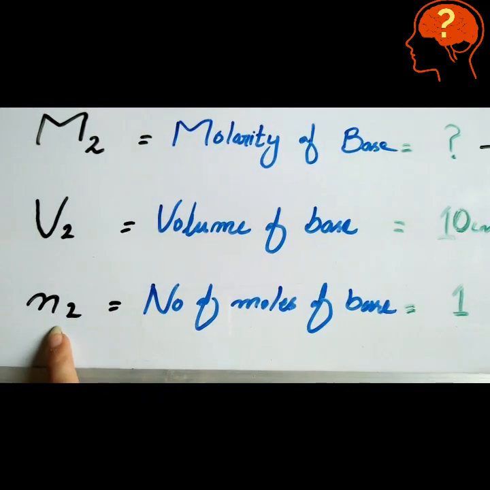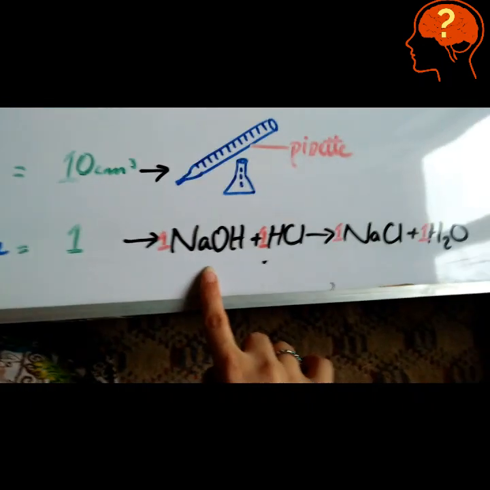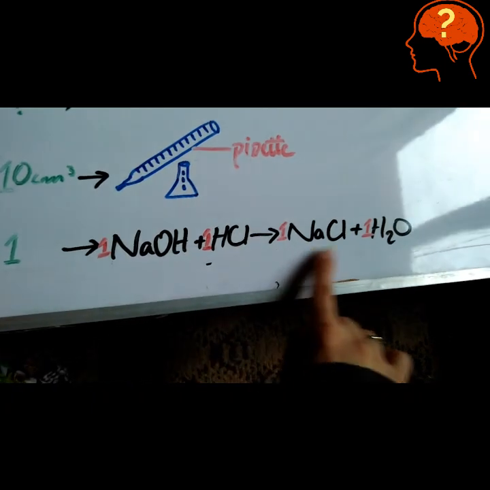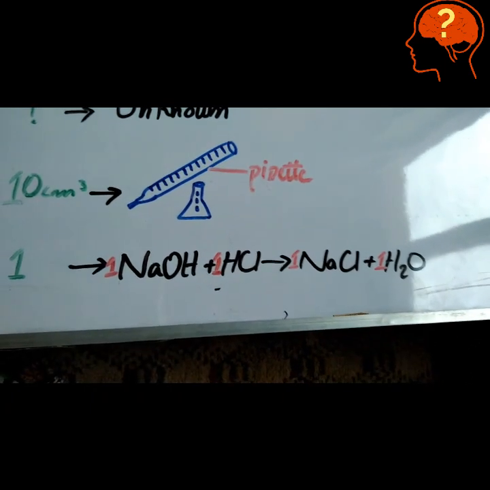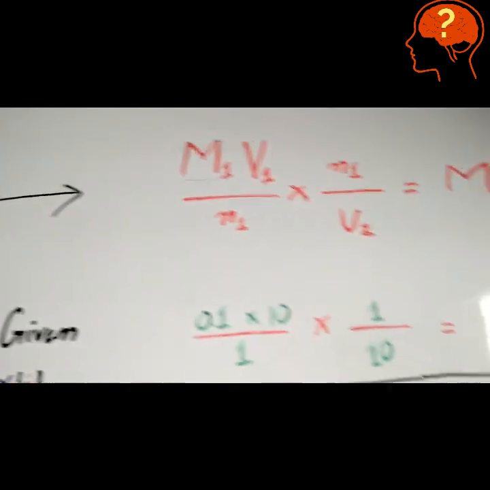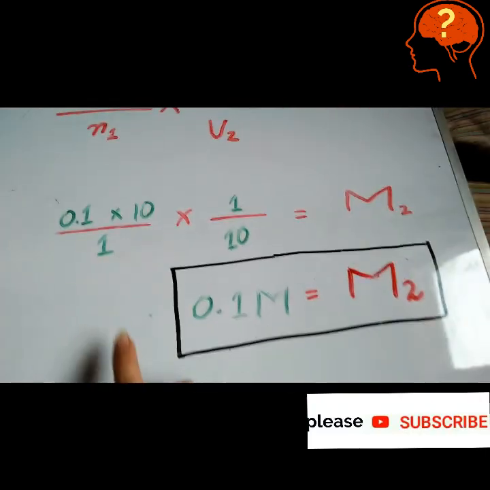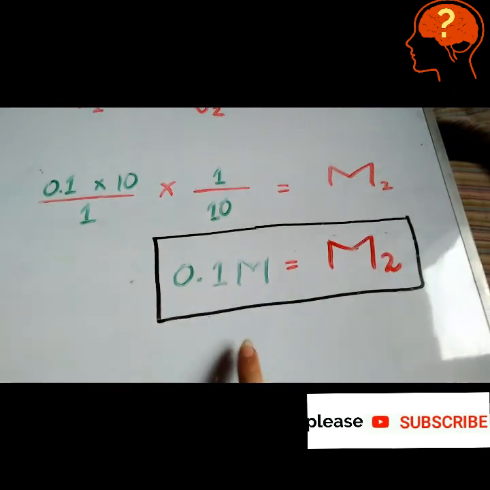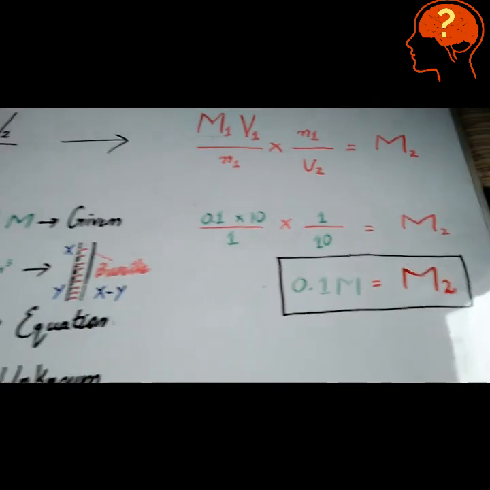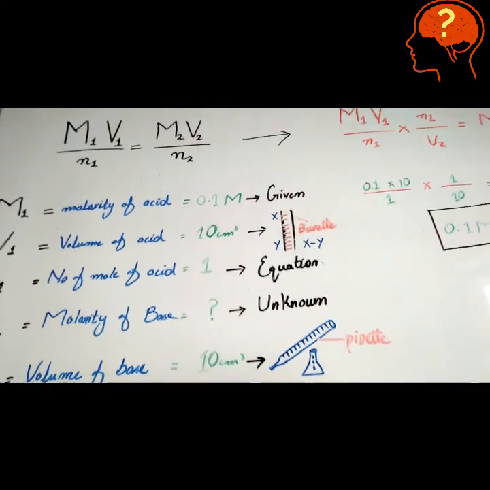Then we have n2. n2 is the number of moles of the base, which is 1, and here is the equation which helps to calculate the number of moles. NaOH is 1 and HCl is also 1. Now, rearranging the formula of molarity, you would get it like that. M2 is equal to the following. So now you will put the readings, the values, in the equation, and you will get 0.1 molar, which is the molarity of the unknown base.